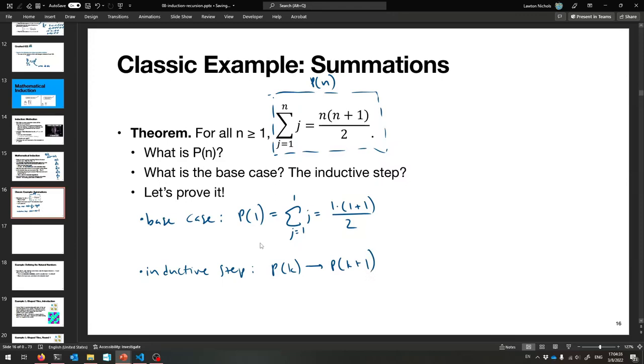So now let's prove it. Are you ready? So this first base case is super easy. Let's do that first. We just have to show that P of 1 holds, that this is an equality. So let's do the left side. It's all the j's from 1 to 1. Well, there's just one j. Sum of all of those, that's just 1. Show that that is equal to 1 times 1 plus 1 over 2. So that's 2 over 2 times 1. That's just 1. Oh, those are equal.